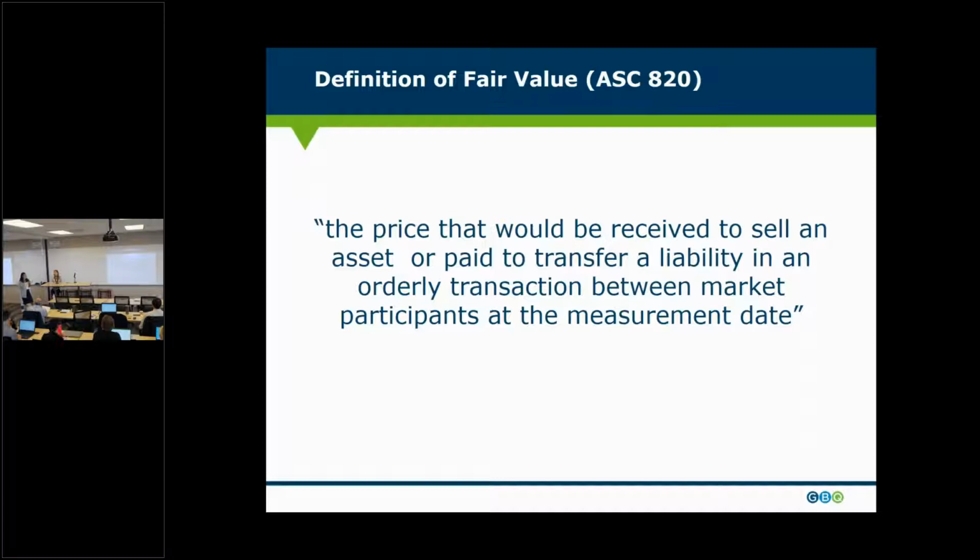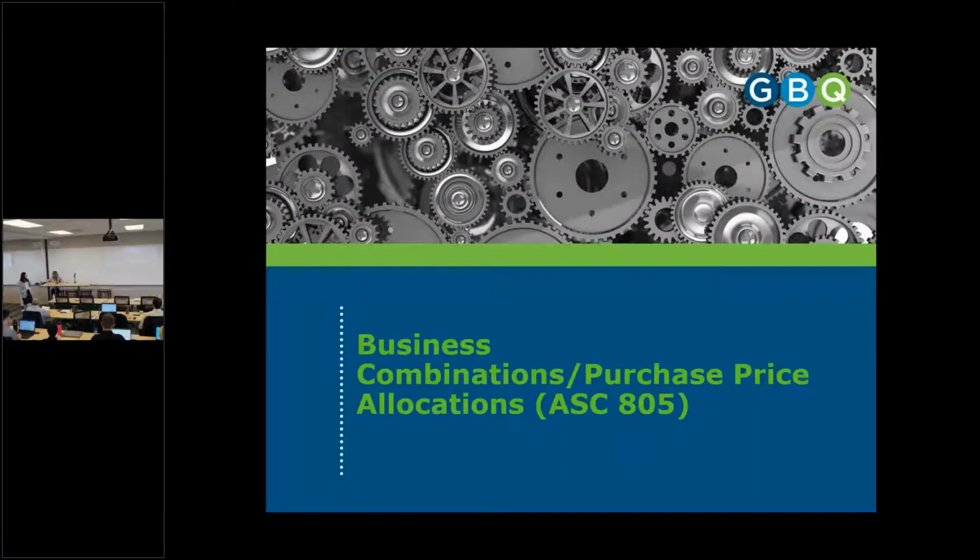Also, market participants: we're assuming this is not a related party sale. Sometimes if someone's selling the business to their son or daughter, that might not be representative of fair value. It's not a willing buyer, willing seller, arm's length transaction. Measurement date is also important. We're valuing at a point in time. Depending on when you value an asset, it can obviously have different values.